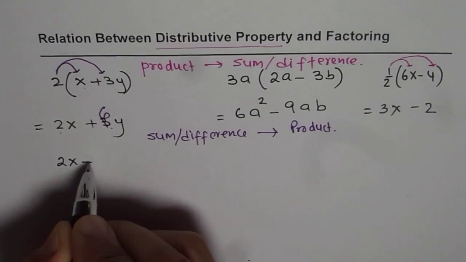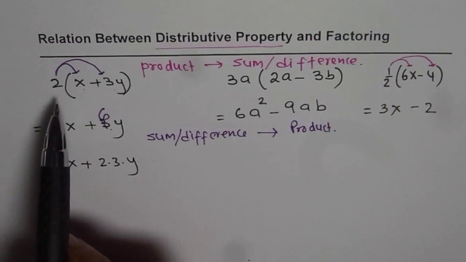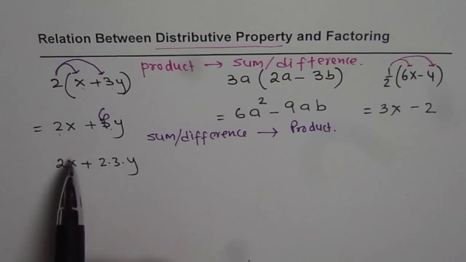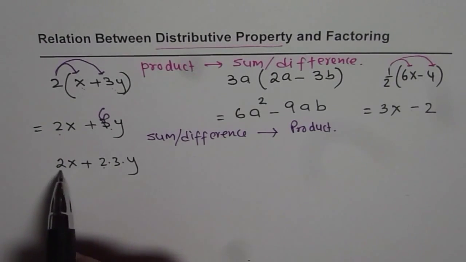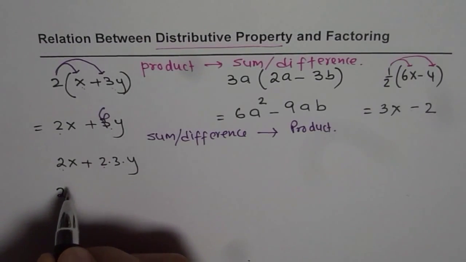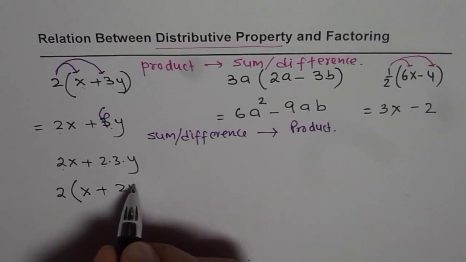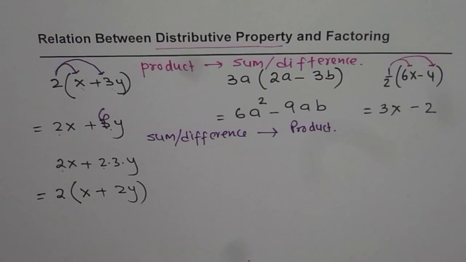It is 2x plus 6 could be written as 2 times 3 times y, right? This is what happens when you multiply inside terms by 2. You get 2 times x and 2 times 3 times y. Do you see that? Now here clearly you can see 2 is a common factor, so I can write 2 outside the bracket. Inside I'm left with x plus 3y, right? So that is our original expression. So we get back the original expression. So distributive property followed by factoring gives us our expression back.